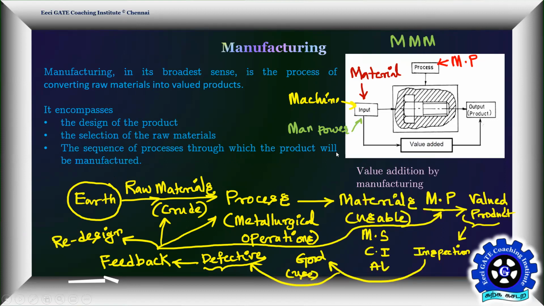Sequence of processes. In this product, if you see on this side, before doing this diameter reduction by lathe operation, can you perform threading? You can't do that, right? What I'm saying is that before removing this material, you can't do threading. That's the reason why the sequence of processes through which the product will be manufactured is very important, right?